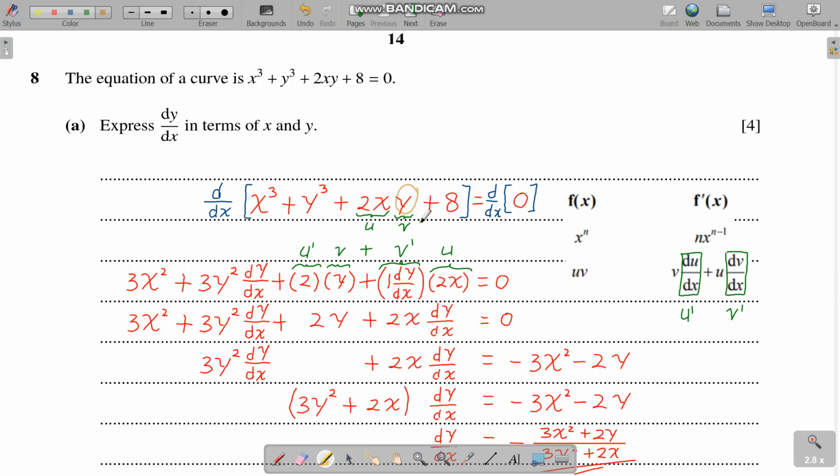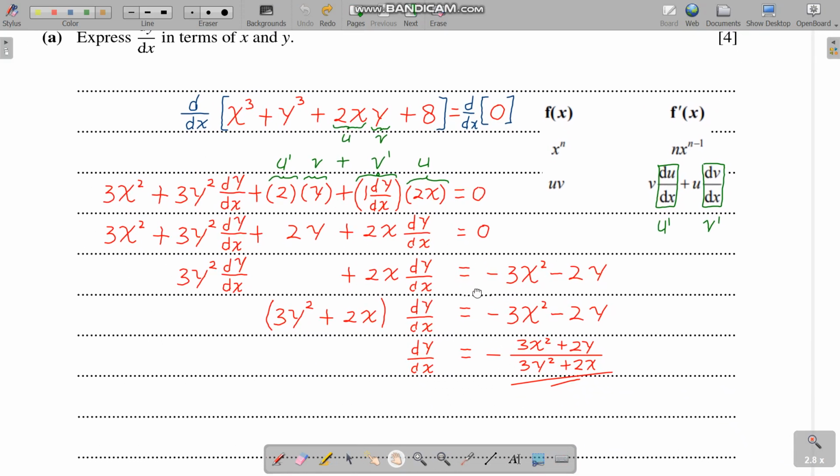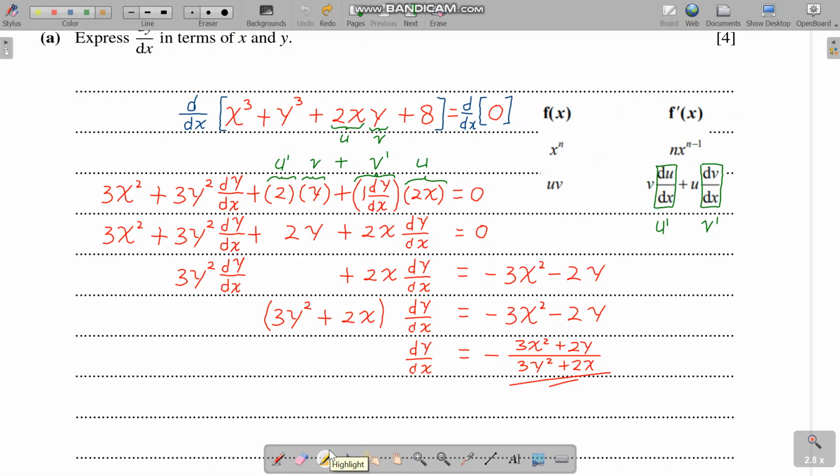The v prime, the derivative of y with respect to x, would be just 1, just like the derivative of x with respect to x is 1, but because we have different letters, we have to use dy/dx. So this is the v prime, and the u is still 2x. So we're done with the differentiation. Now we just simplify here.